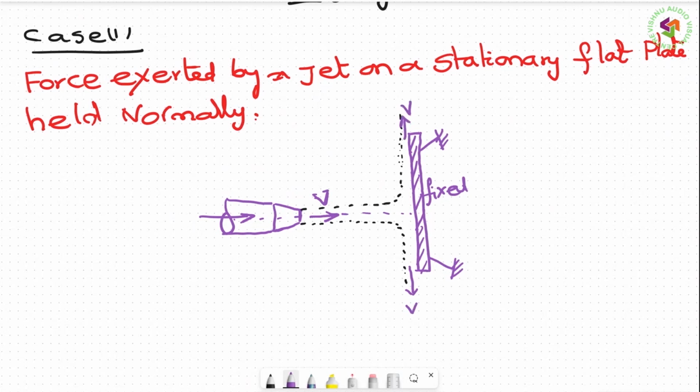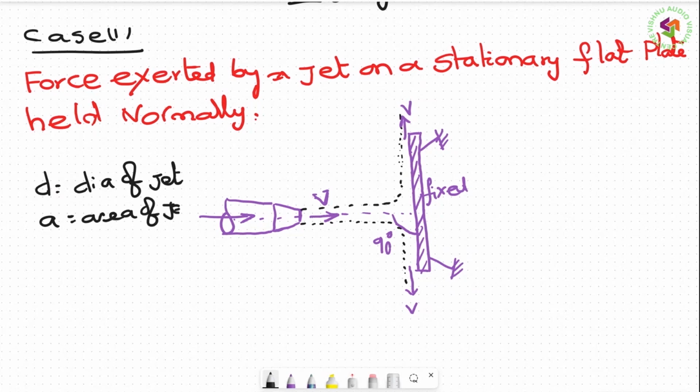So this is the figure. Fixed plate, jet striking normal to the plate. Normal to the plate means this angle is 90 degrees, right? So that is it. So again, let D be the diameter of the jet. So A is equal to the area of the jet, right? Which can be calculated as pi d square by 4.